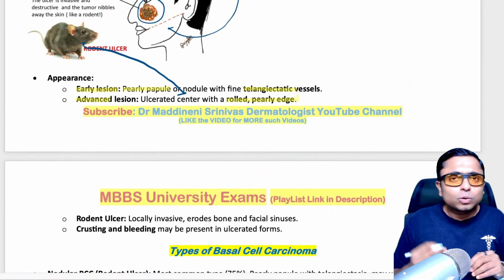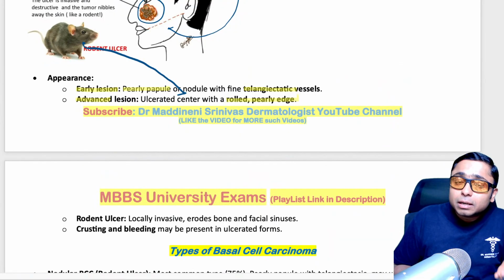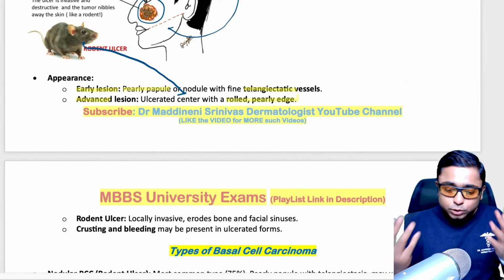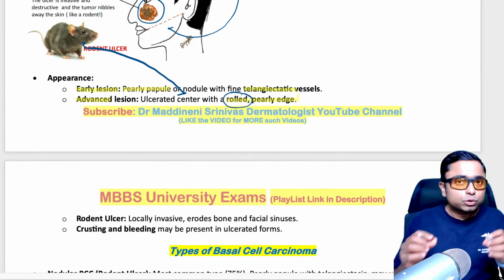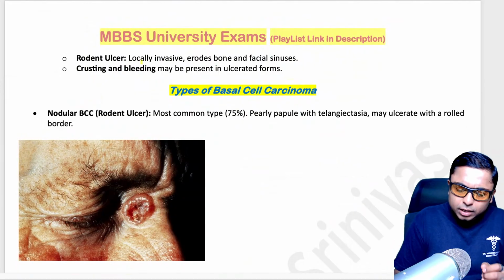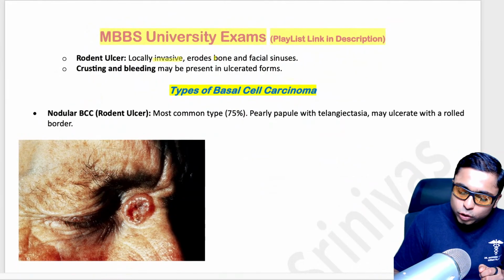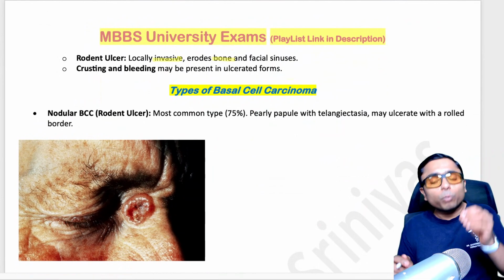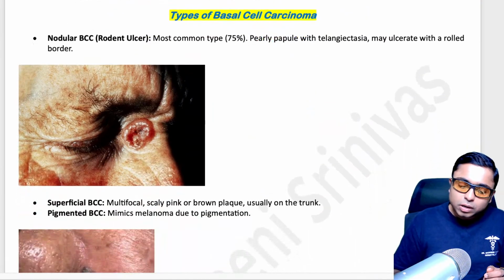I hope all of you know ulcers have different types of edges. There can be undermined edges, there can be punched out edges. So remember, rolled out edges is a very classical term associated with BCC. And of course, because it is locally invasive, there's going to be ulceration of the skin. Not only that, it can also erode the bone and also the facial sinuses. Crusting and bleeding can also occur.